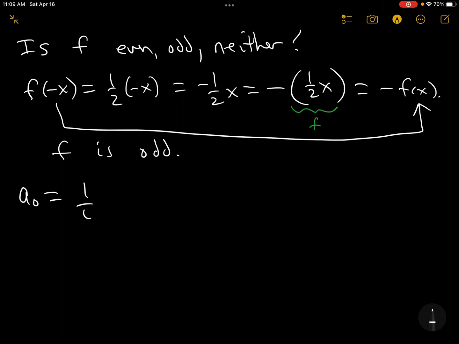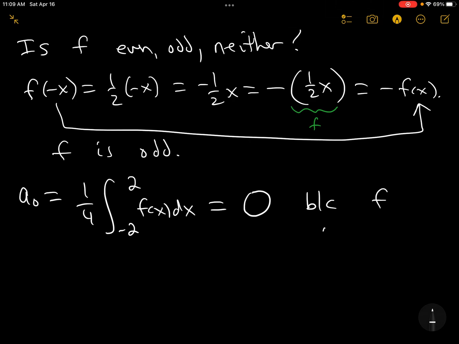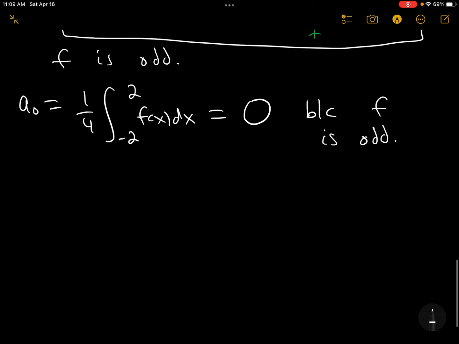Okay, so now we compute the Fourier coefficients. a naught is 1/4 integral from minus 2 to 2 of f of x dx, and this equals 0 because f is odd.